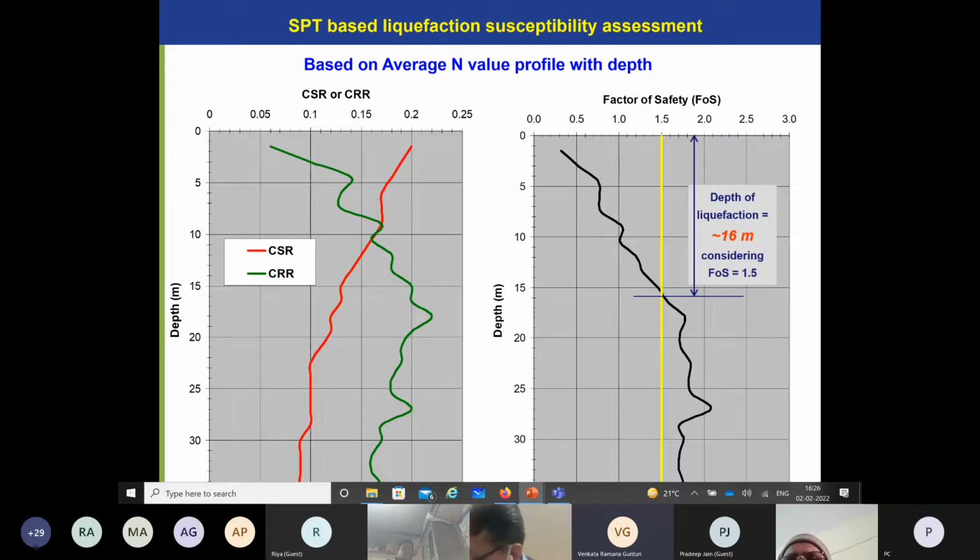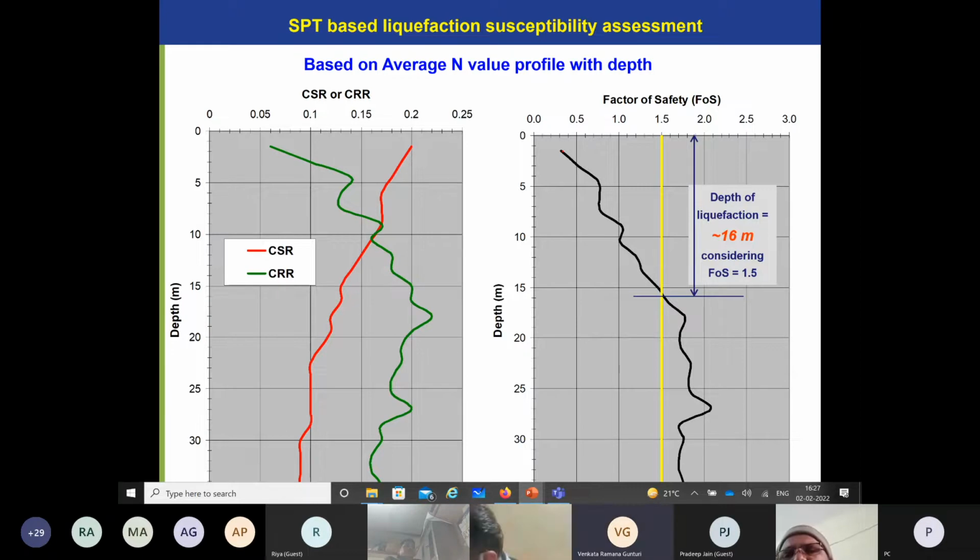So this is how the seismic load in the ground will be applied as you go down, and this is the resistance available with depth. We plotted a curve of the ratio of these two. As you can see at the top, the factor of safety is less than 1. That means the applied load is much more than the cyclic strength available for the soil.